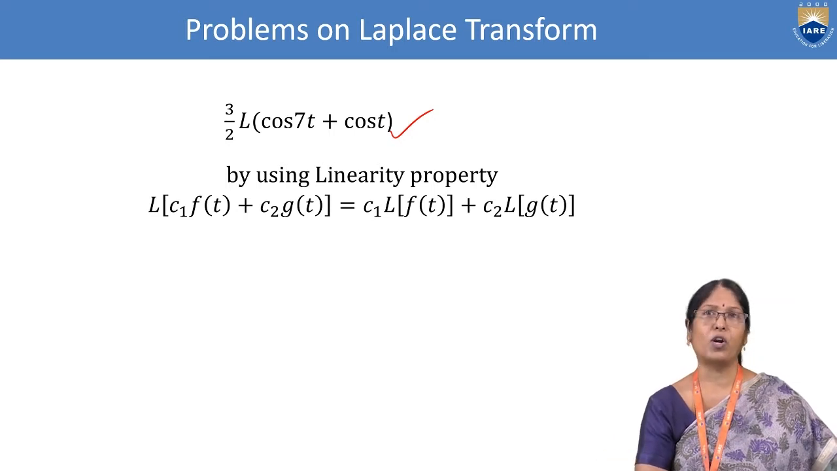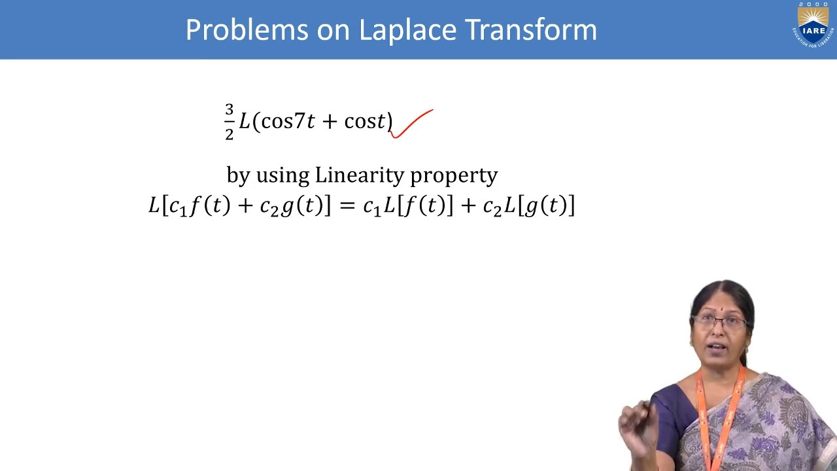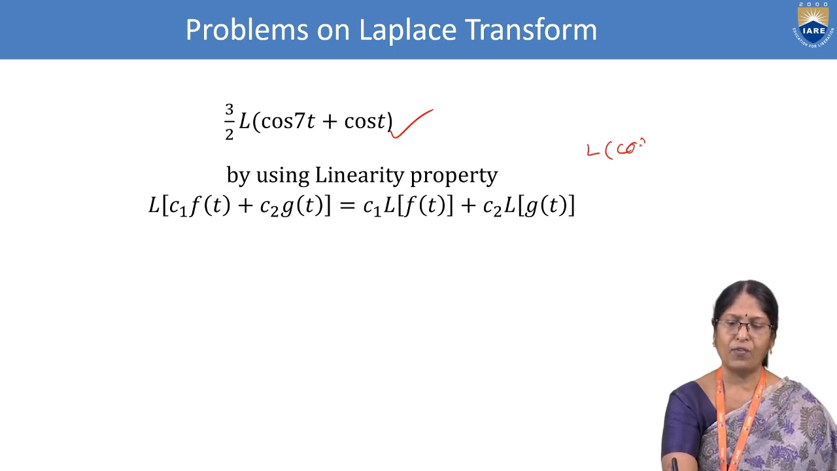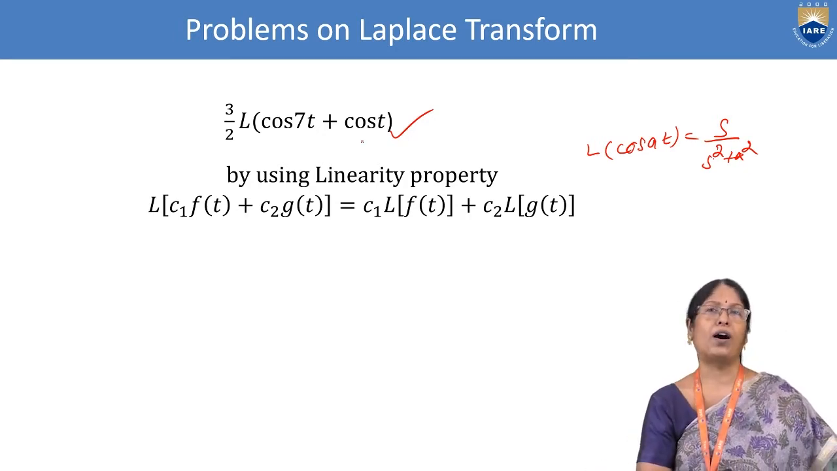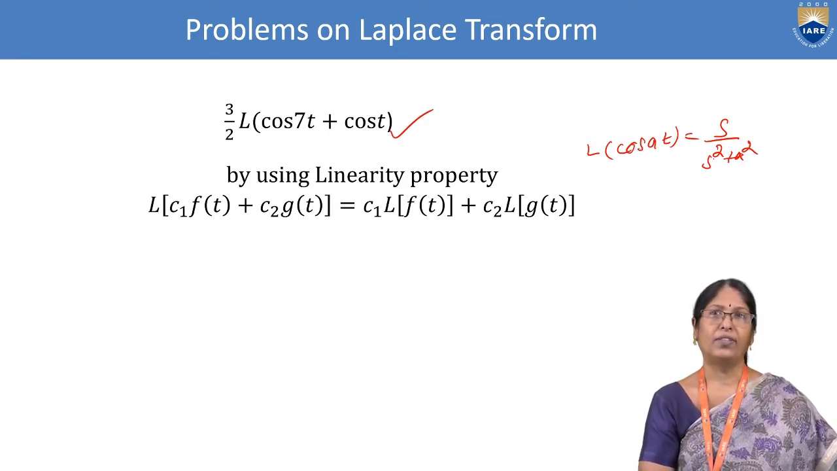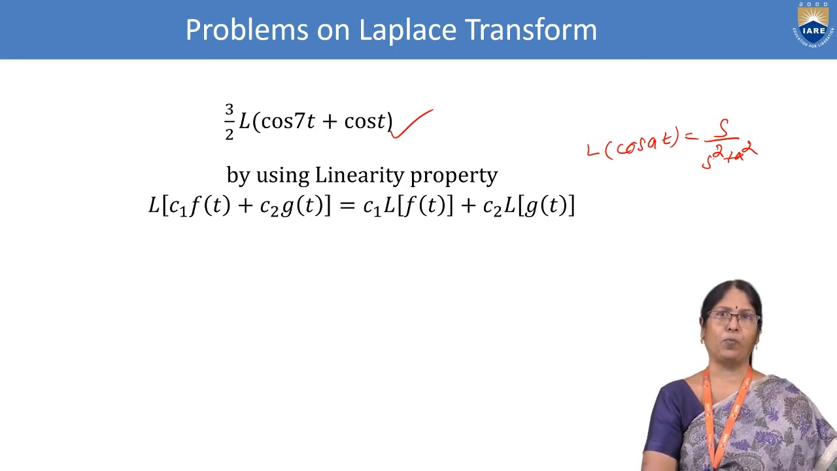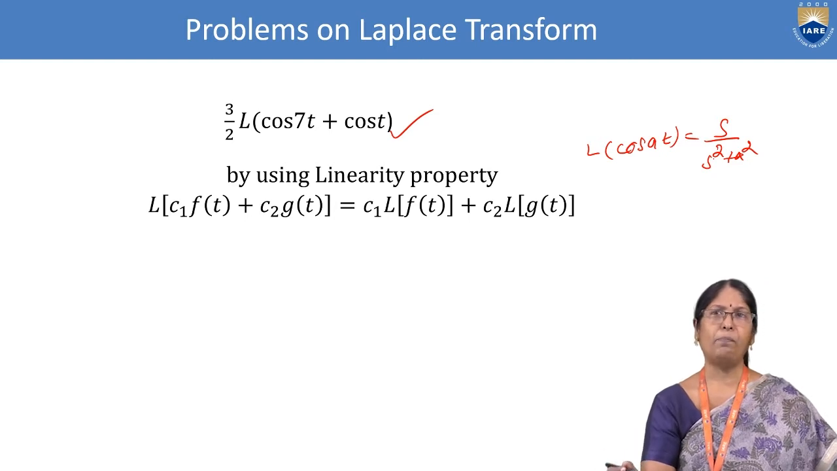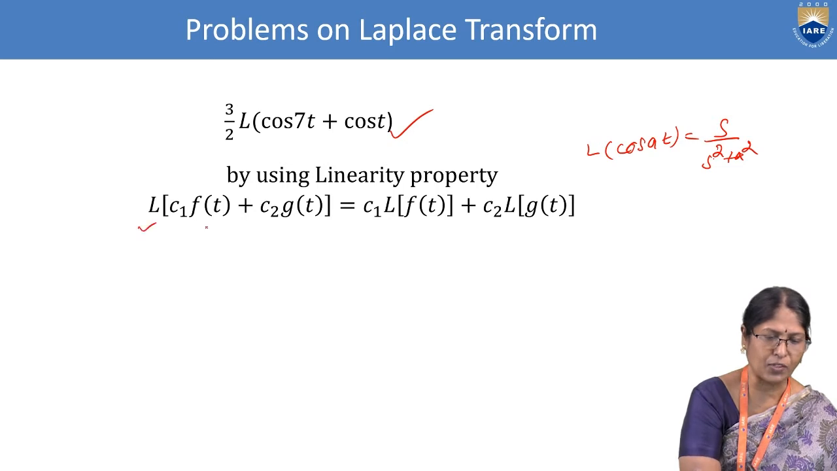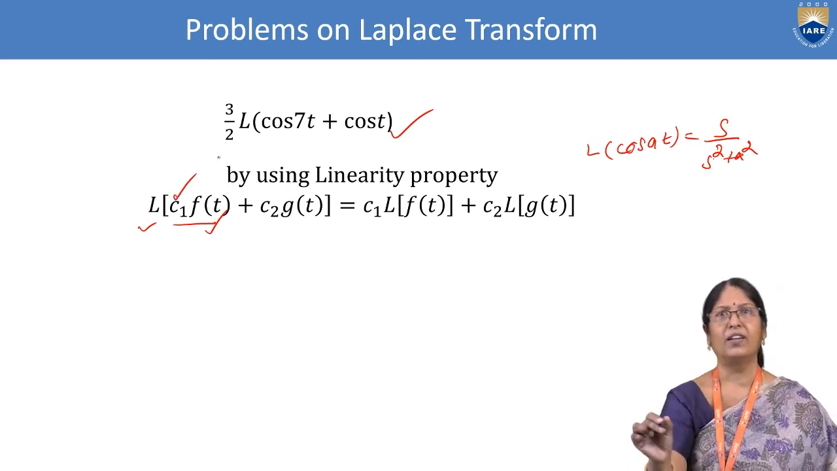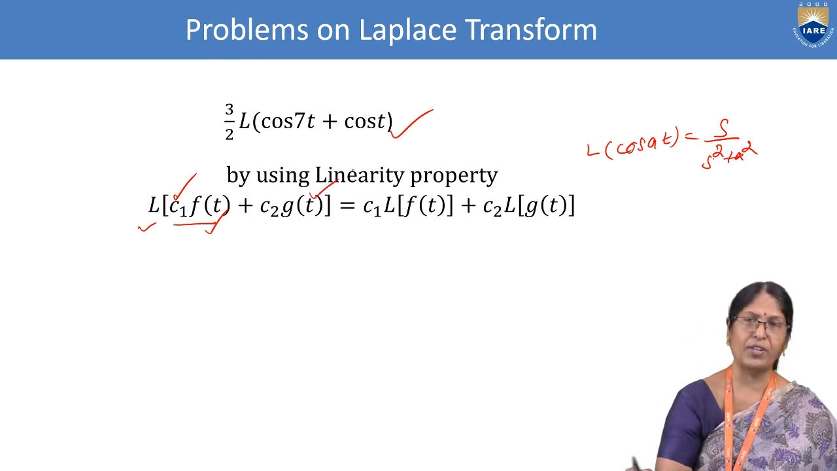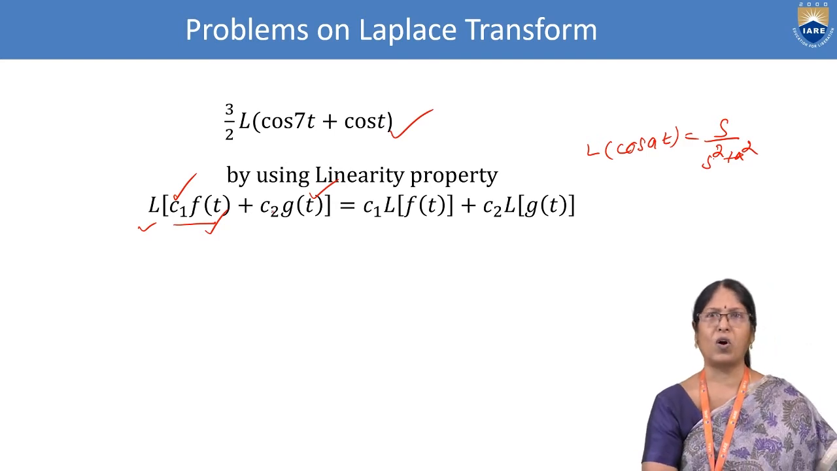Put together, there is no Laplace transform formula at all for this. We have very few formulas in Laplace transform. Regarding cos, we have only one formula, L of cos at, which is S by S square plus A square. But here L of two terms is there. How to do it? We are going to use the linearity property. What is the linearity property? The basic concept is the Laplace transform of one function, that is f of t, multiplied by some constant c1, plus another function g of t, multiplied by the constant c2.